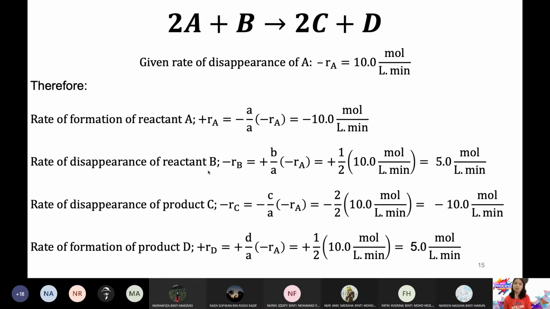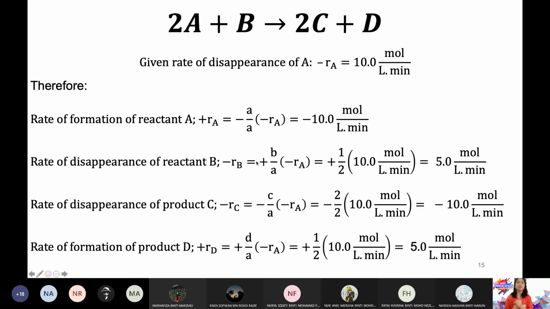Okay, dan kamu kena decide dulu, the number tu positif ke negatif. So, again, senang nak faham, nak cari kadar kehilangan B. Dalam tindak balas, B memang hilang sebab B adalah reactant. B is a reactant. I want to find rate of disappearance. B does disappear. That's why the number will have a positive sign.